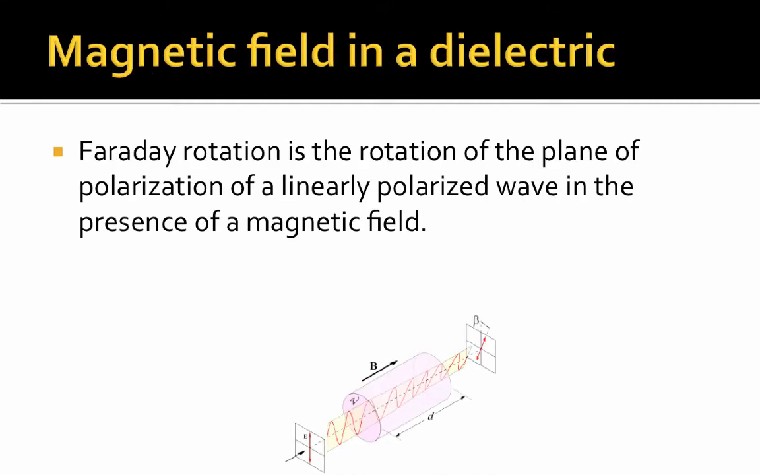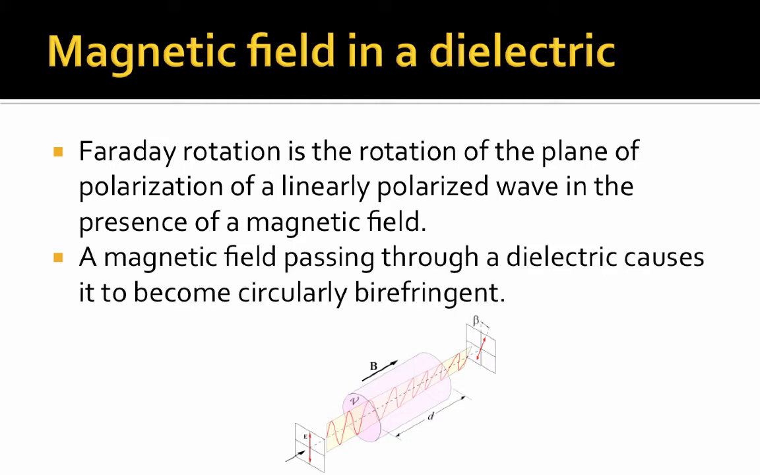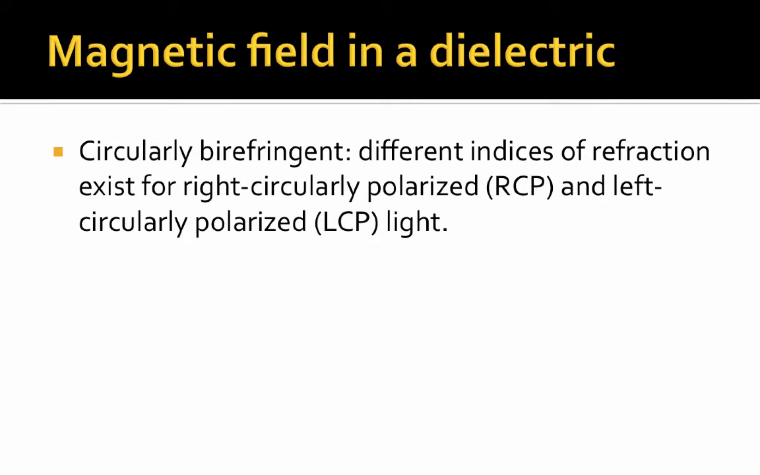So Faraday rotation is the rotation of the plane of polarization, we just said, of a linearly polarized wave. And what's happening is a magnetic field going through a dielectric makes it become circularly birefringent. So what does that mean? Circularly birefringent means that there are different indices of refraction for right circularly polarized, or RCP, and left circularly polarized light.